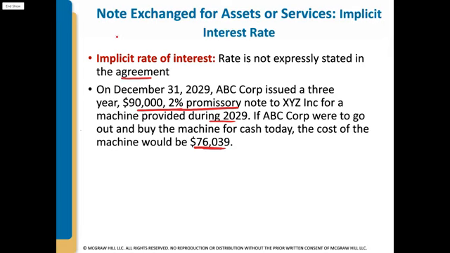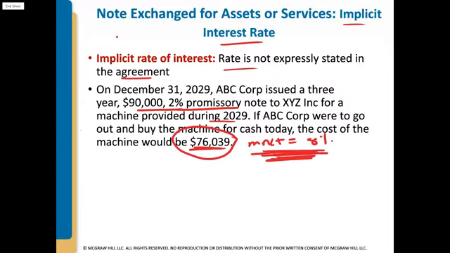And so therefore, we know based on what we just did in the prior example, that the market rate is 8%. If you were to take the $90,000 in present value, the principal and the interest payments, using an 8% rate, you would get the cost of the machine to be $76,039. So even though the market rate is not flat out stated, it is implicit in the interest rate, right? It's not stated in the agreement, but it's there. It is already using a specific market rate to determine what the cost of the machine is.